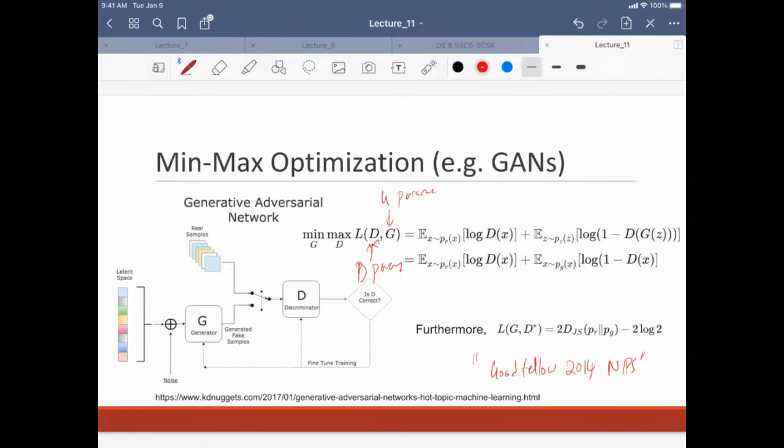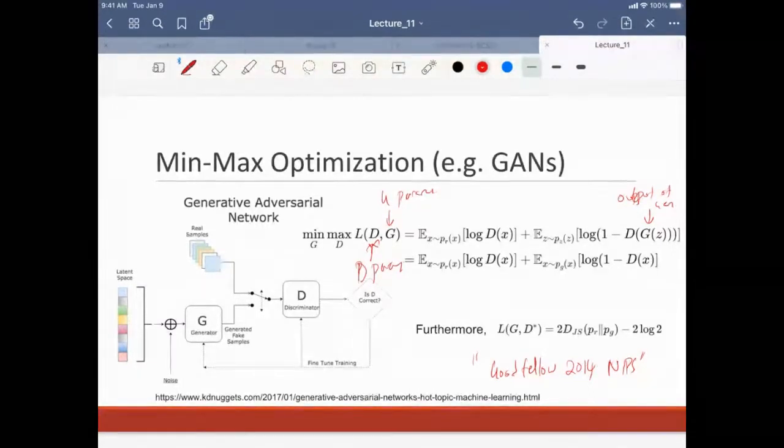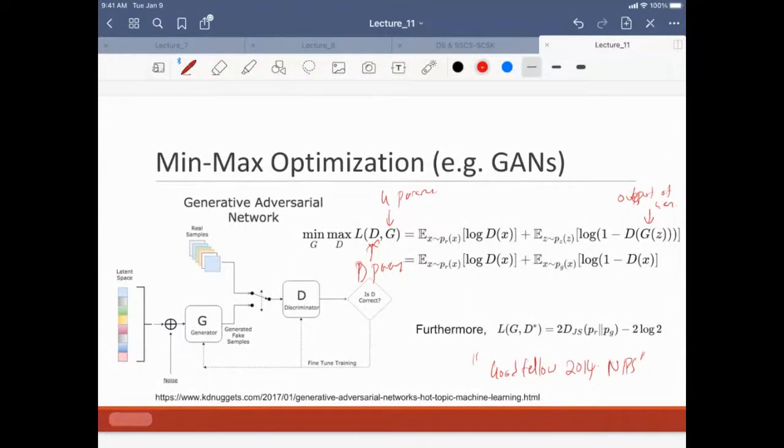You have log D(x), and what this loss function is saying is that you have your expected loss on your discriminator. Then you take log(1 - D(G(x))), which is the output of the generator. What we are basically saying is that D(x) and D(G(x)), both of them, go into this loss function that compares the two.